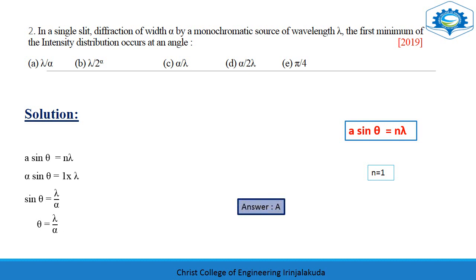So the answer is A. First write the equation for secondary minimum in the diffraction pattern, a sin theta is equal to n lambda. Substitute the given values, then you get the answer.